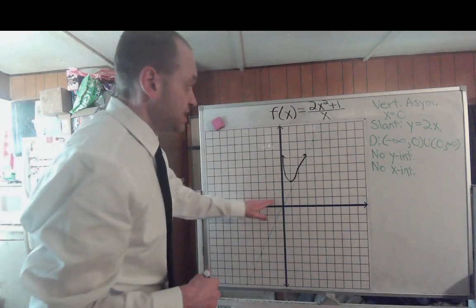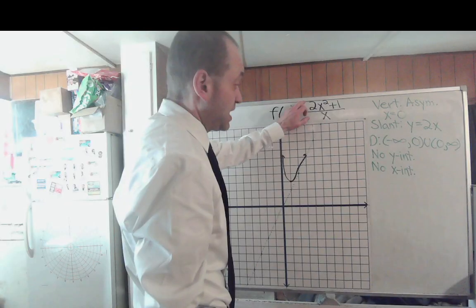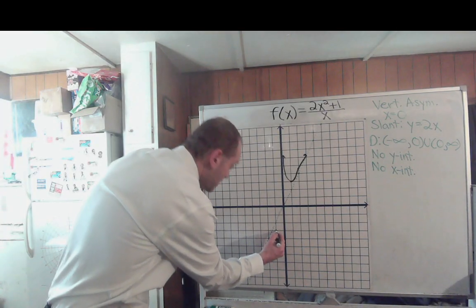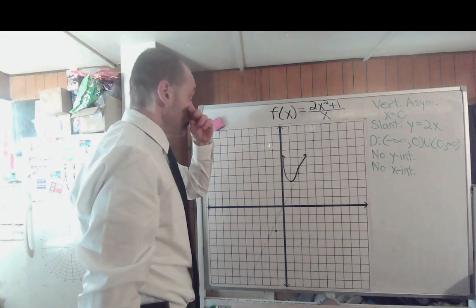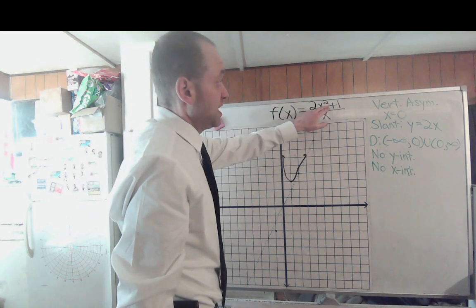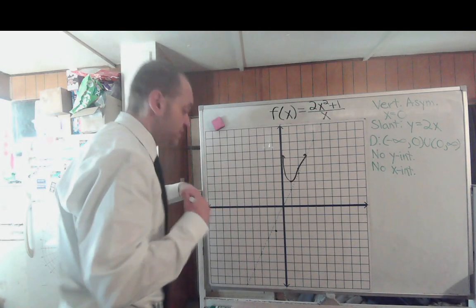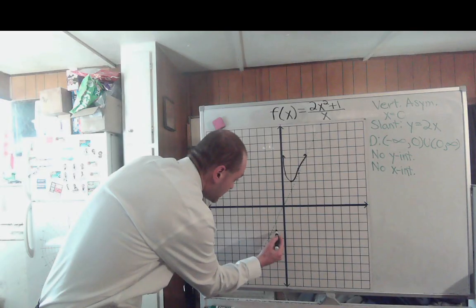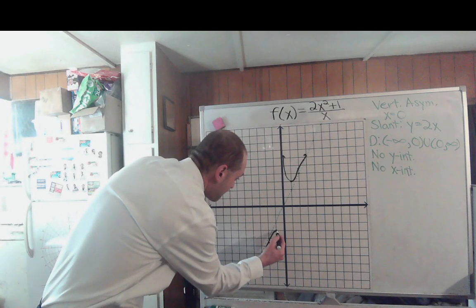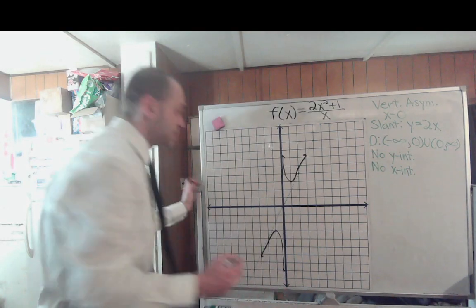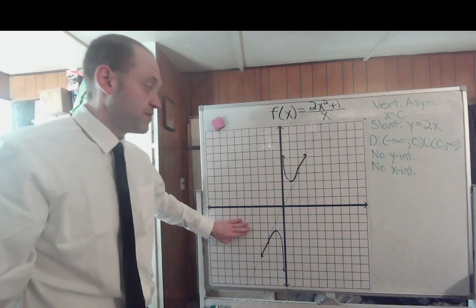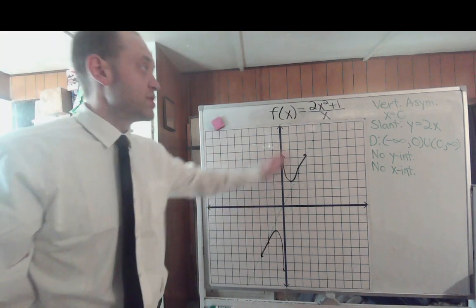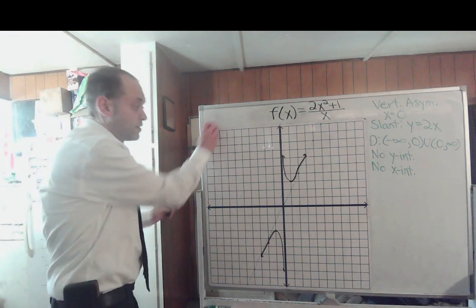Now, let's go to x equals -1. That would give me 3 over -1, which gives me -3. Let's go to x equals -2. That would give me 8 plus 1 is 9 over -2. That'd be -4.5. So it's going to do this again here. You've got that vertical asymptote of x equals 0, and it helps guide the shape of your graph. So you get something like this. And this type of graph is very common when the degree of the numerator is greater than the degree of the denominator.